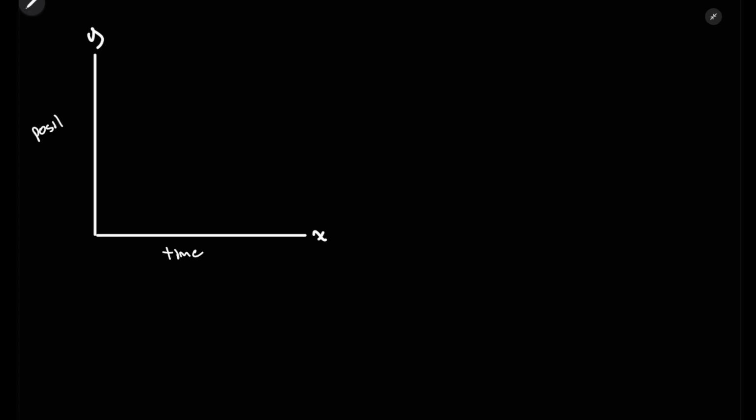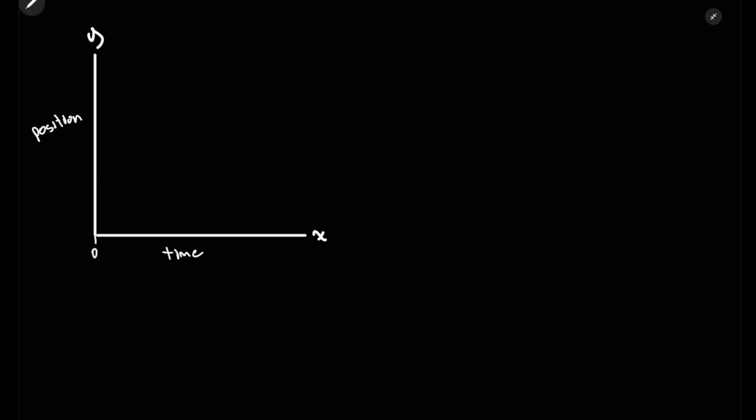So let's say we have a graph of x and y. We're going to label the x position time. Let's make that a bit smaller. The x position is going to be time, and the y position is going to be position. So that's going to be the y-axis, and this is going to be the x-axis. Origin is going to be 0.